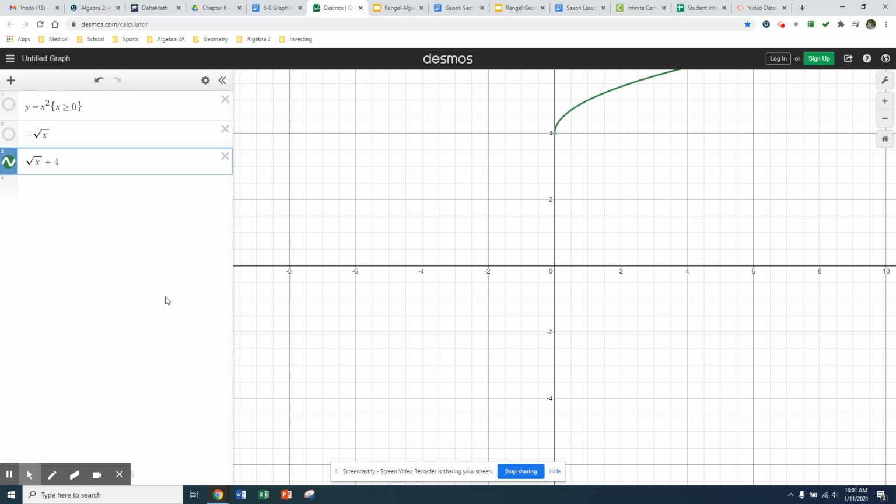So if you're still having trouble with the minus h moves you to the right, the plus h moves you to the left, put it into Desmos so you can check it out, see which way it's going, and start to further develop those patterns.